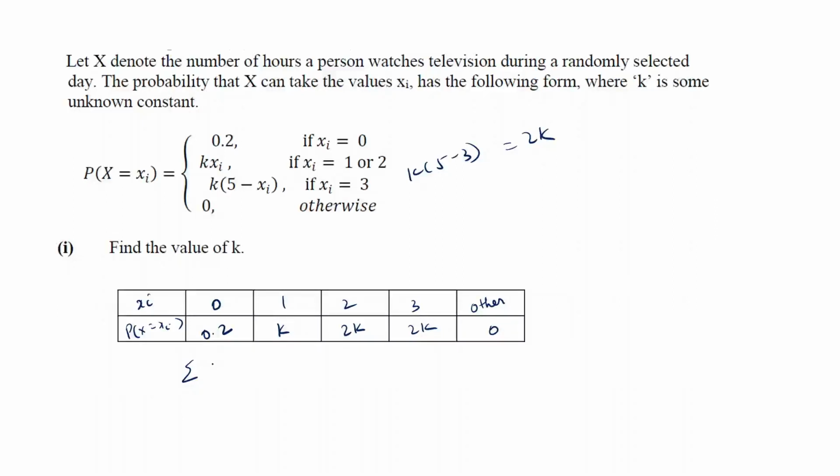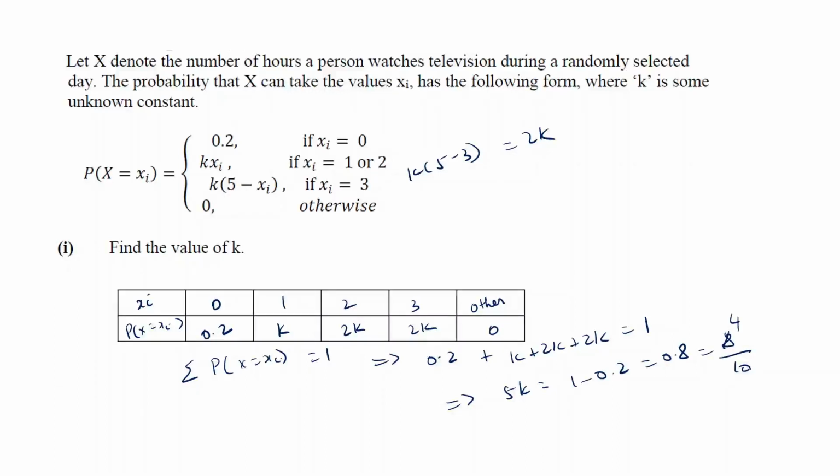So, summation of probability of X equal to Xi is equal to 1, which implies 0.2 plus K plus 2K plus 2K equal to 1. Or we have 5K equal to 1 minus 0.2, which is 0.8. 0.8 is nothing but 8 by 10, or 4 by 5. So, 5K is 4 by 5. K will be 4 by 5 into 5, which is 4 by 25. Therefore, K equal to 4 by 25. So, this is the value of K.